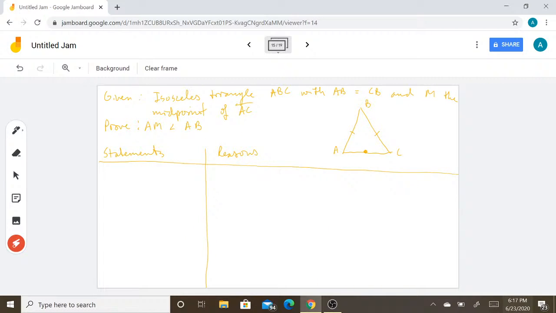Here we have another proof. It gives us the isosceles triangle ABC, with the measure of AB equaling the measure of CB, and it gives us the midpoint M right here of the line AC. And it asks us to prove that the measure of AM is less than the measure of AB.